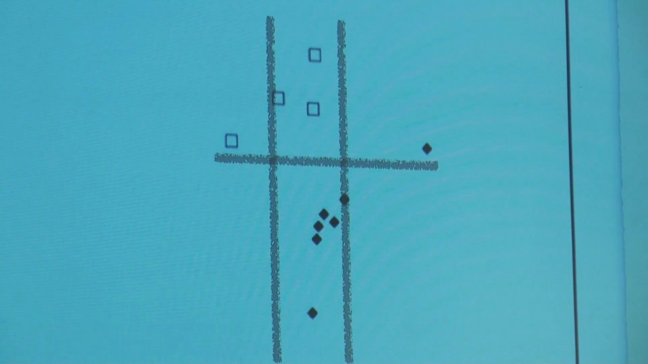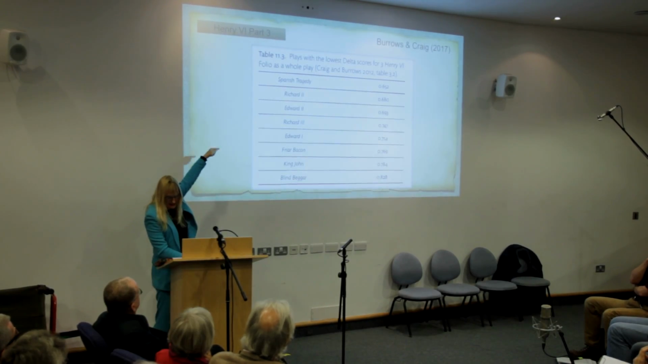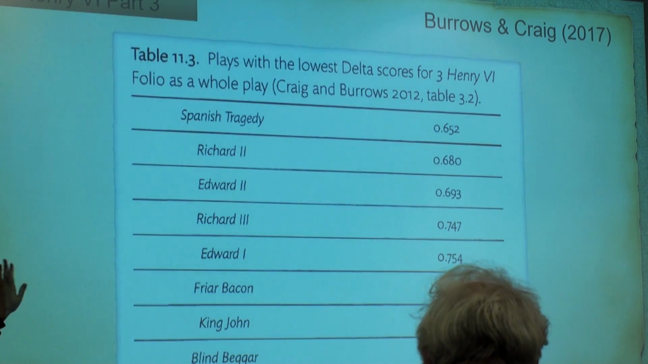So let's see how, having established the possibility of co-authorship for this play, they decided to narrow down the candidates. Cade was a front-runner from the Delta test, because you see the Spanish Tragedy puts him right at the top. His Spanish Tragedy is most like it by Delta test.